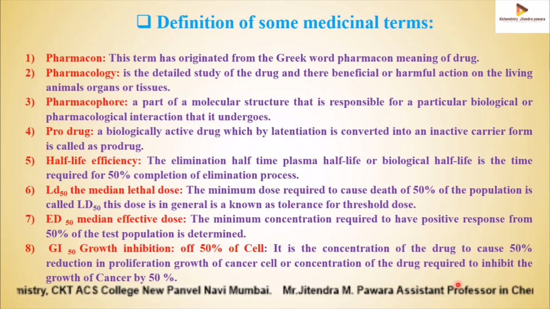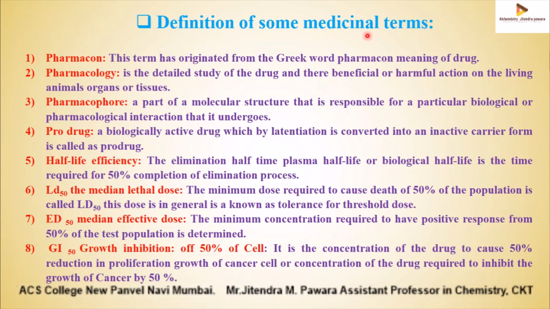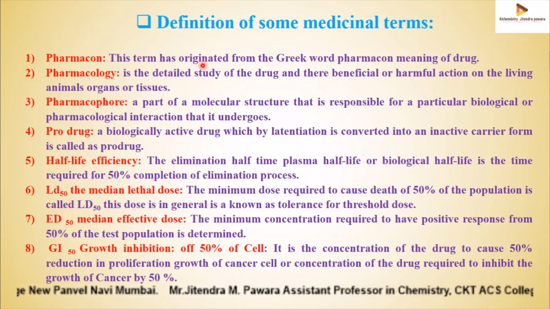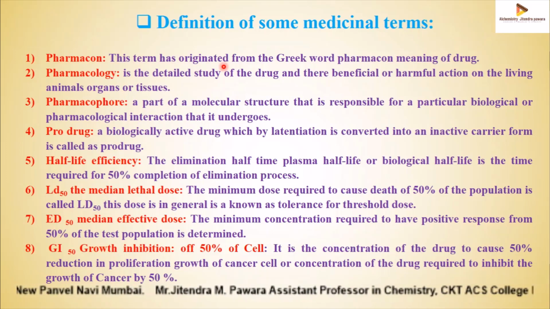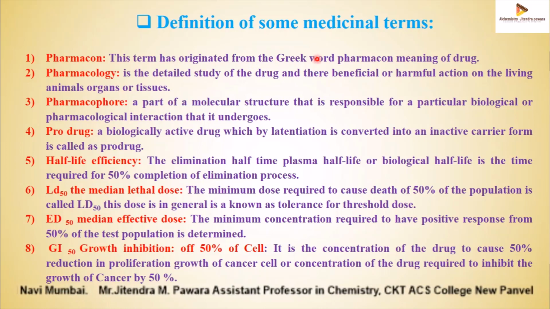Then the next point that we are going to learn is the definition of some medicinal terms. There are different medicinal terms used in medicinal chemistry that we are going to learn. The first term is pharmacon. This term has originated from the Greek word pharmakon, meaning drug. So in Greek, the drug is called pharmakon.